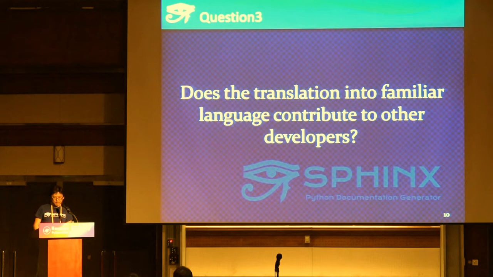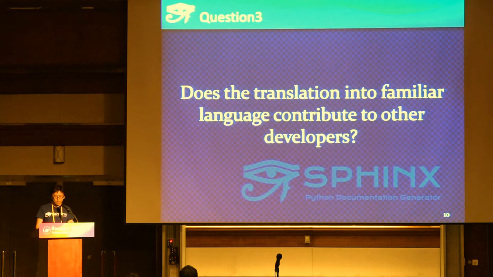In Japan's case, many programmers aren't familiar with English. In such a situation, a translated document helps me when I introduce some library to other developers. Because of this, I occasionally translate documents.